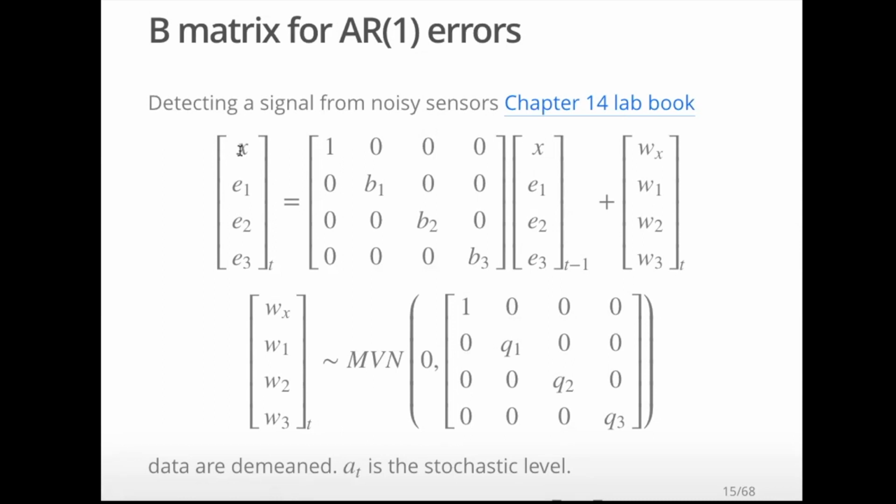And you can see that it's a random walk. So x equals xt minus 1 plus noise. The W here are white noise. So we've got our white noise there. So that's our random level. And then the E's are AR1. So I have B1 times E1 at t minus 1 plus the W1. So you can see that's an AR1 process. And then when I set up, my error structure is going to look like this.